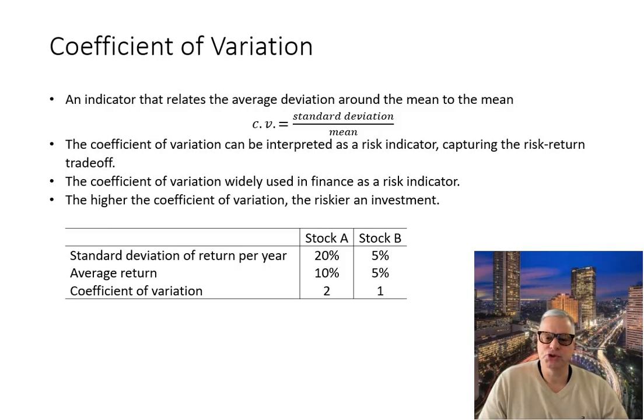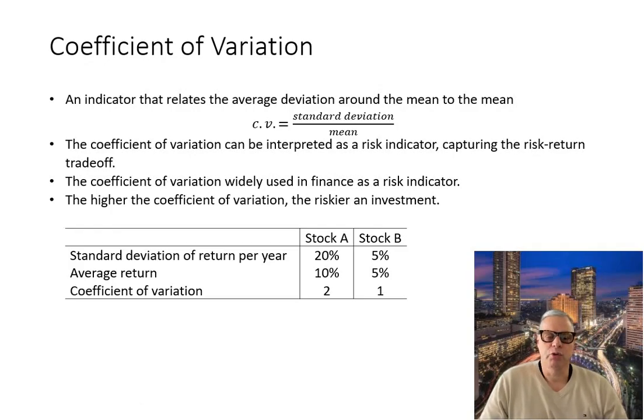So assume you have two stocks, A and B. The standard deviation of the return per year of stock A is 20%, of stock B it is 5%. So A has a much higher volatility. A is more volatile than B. But A also has a higher return on average, 10% versus 5%. So now if you take the ratio of the standard deviation relative to the mean, we get for stock A a coefficient of variation of 2, and for stock B a coefficient of variation of 1.